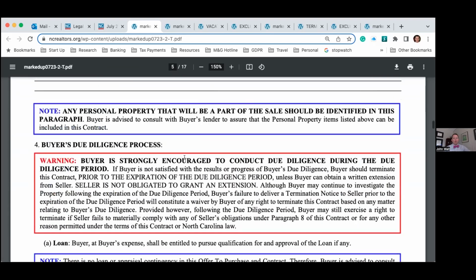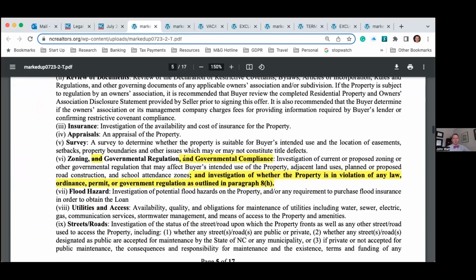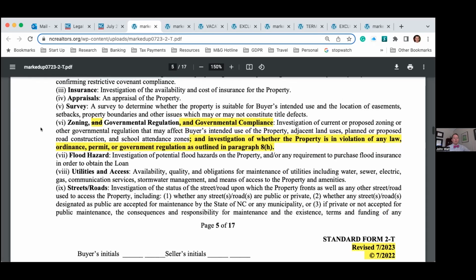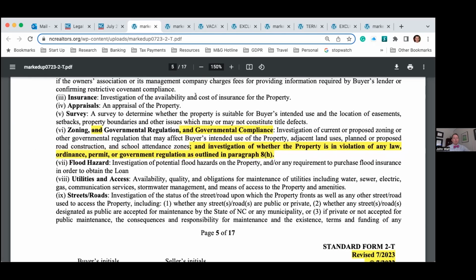Moving on down. There's something added to this paragraph here that was changed to accommodate the buyer.